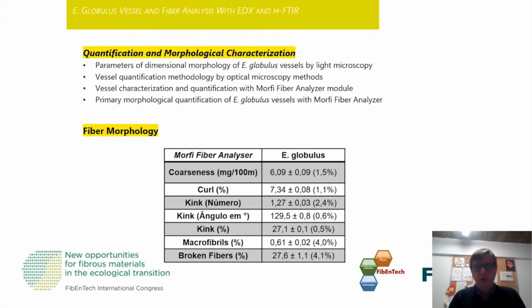The MorFi analyzer also gives other general factors such as coarseness, the ratio of mass over length in terms of milligrams per 100 meters of fibers, which is 6.1 for eucalyptus globulus, and other parameters such as curl, kink angle, kink percentage, microfibrils, and broken fibers.